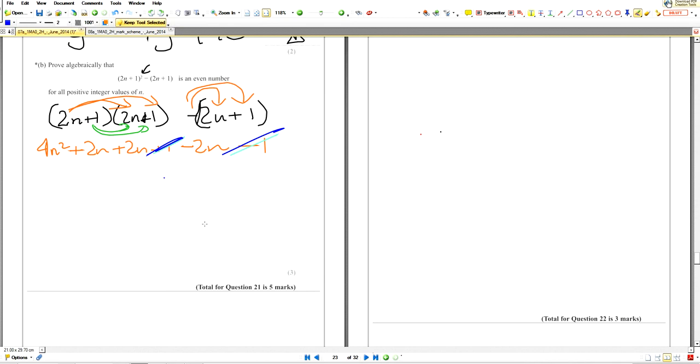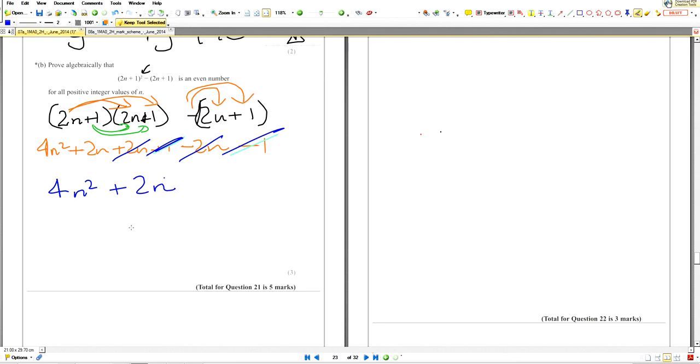Cross these two out. Okay, we got plus 2n. Excuse me, sorry about that, folks. We got some software remnants. So we have plus 2n and minus 2n. They cancel each other out completely. So what are we left with? We're left with 4n squared plus 2n.